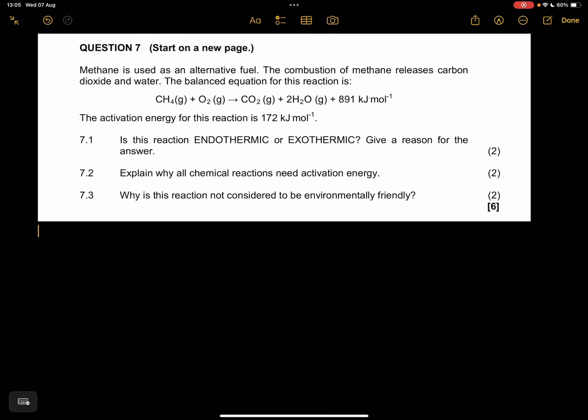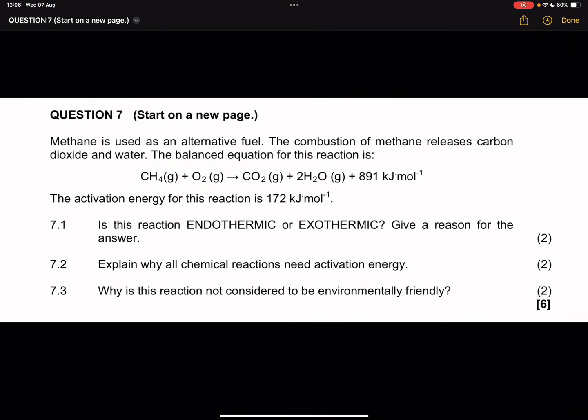They say to us, methane is used as an alternative fuel. The combustion of methane releases carbon dioxide and water. The balanced equation for this reaction is as indicated there. They say the activation energy for this reaction is 172 kilojoules per mole. Firstly, ladies and gents, I want you to note that during the course of this reaction, energy is actually released.